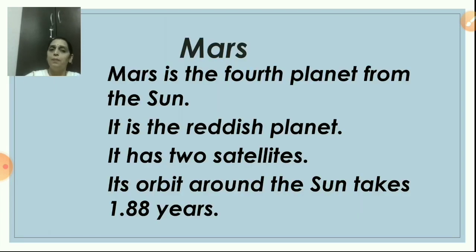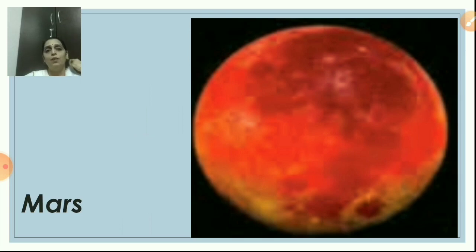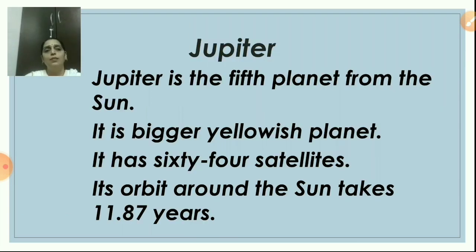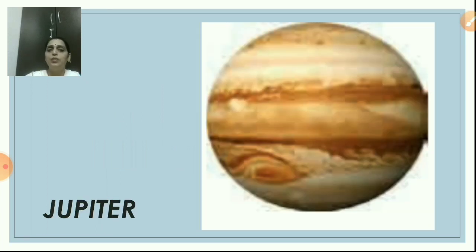Now next is Mars. Mars is the fourth planet from the Sun. It is a reddish planet. It has 2 satellites, means 2 moons. Its orbit around the Sun takes 1.88 years. So this is the picture of Mars. Next is Jupiter. Jupiter is the 5th planet from the Sun. It is a bigger yellowish planet. It has 64 satellites. Its orbit around the Sun takes 11.87 years. And this is the picture of Jupiter.